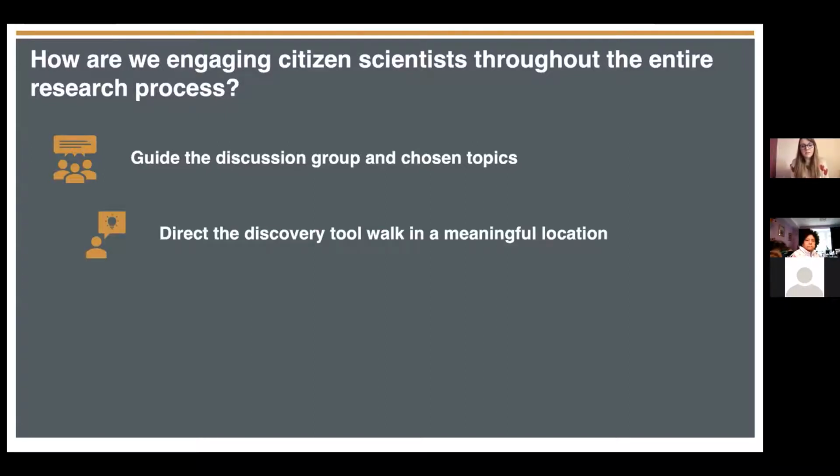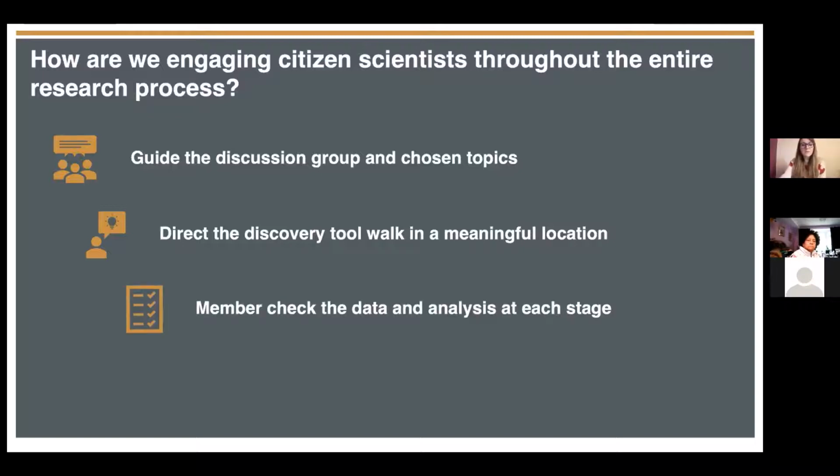Citizens will direct the Discovery Tool walk in a meaningful location. These Discovery Tool walks, where citizens will collect data, take place in a meaningful location to these individuals that they may spend time in every day. We have citizens member check the data analysis at each stage. So the audio transcripts, any data we collect, any recommendations we co-produce, it's all checked by citizens and by those involved in the research process.